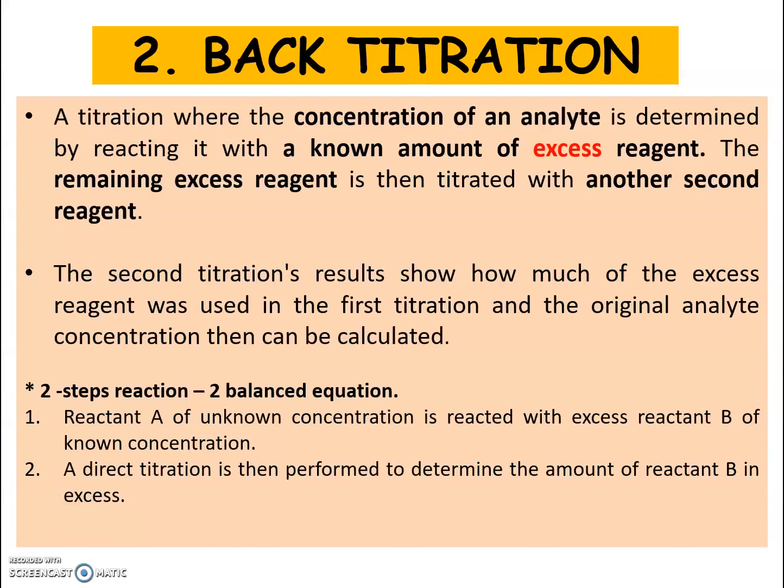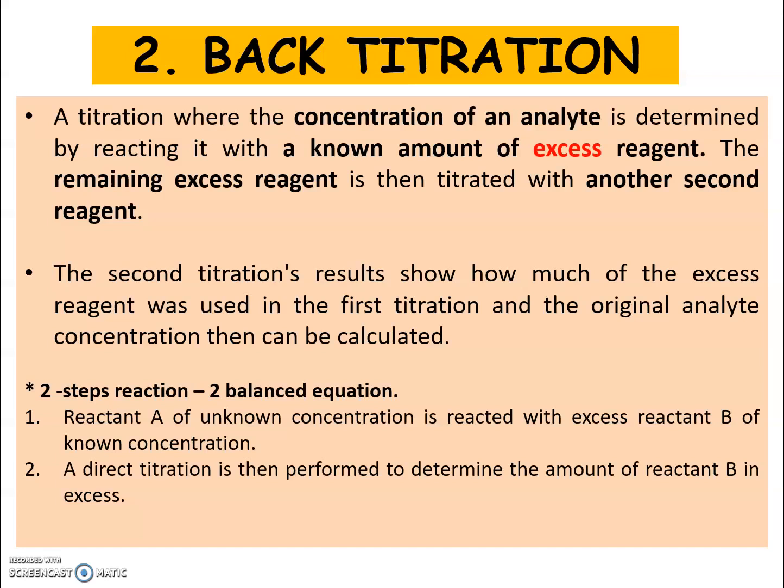A titration where the concentration of analyte is determined by reacting it with a known amount of excess reagent. The remaining excess reagent is then titrated with another second standard reagent. The second titration will determine the amount of the excess reagent used in the first titration, and the original analyte concentration can be calculated. So in back titration, there are two-step reactions involved.